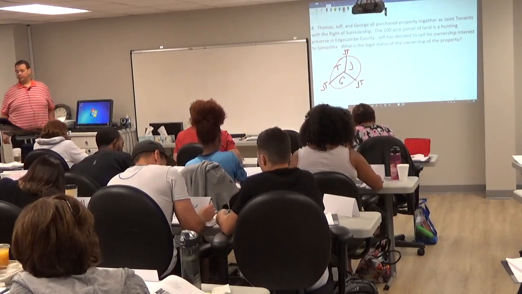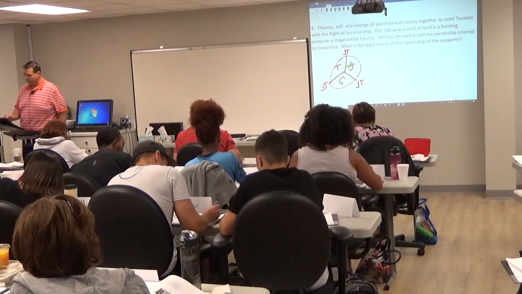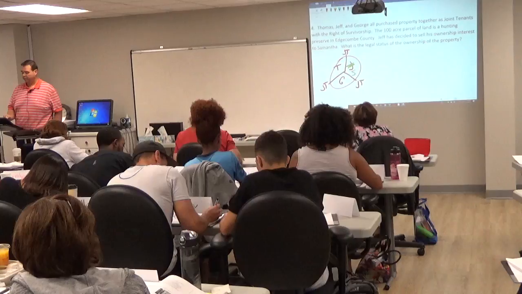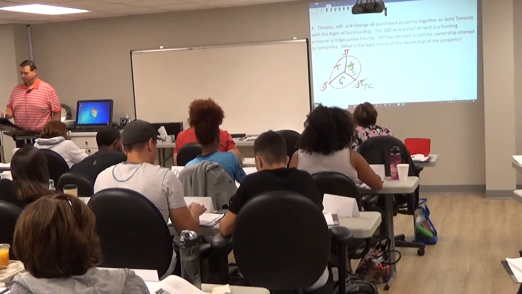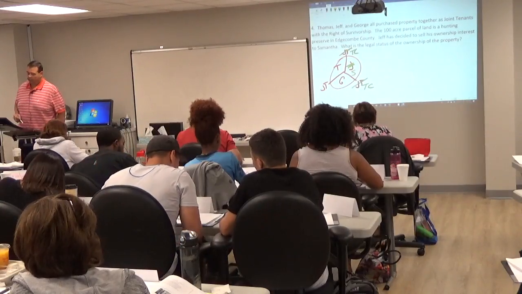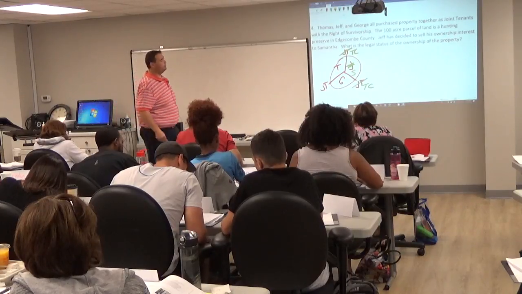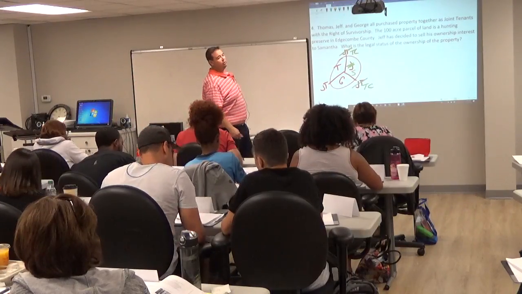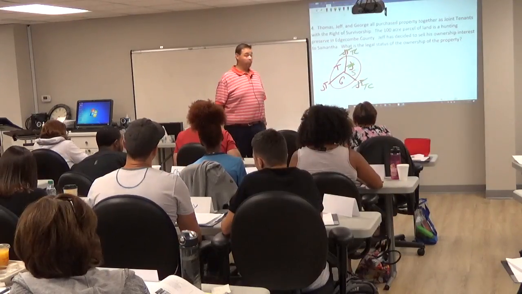Jeff has decided to sell his ownership interest to Samantha. So Jeff goes away and Samantha comes in. What does that do to the joint tenancy here? Turns it into what? Tenancy in common. What does it do to it here? Turns it into tenancy in common. It leaves the joint tenancy between Thomas and George because they what? They bought at the same time, so they remain joint tenants. That means they keep the right of what? Survivorship. Is everybody good on that?